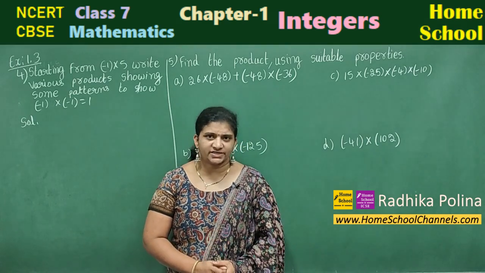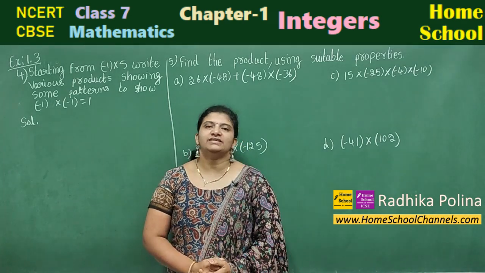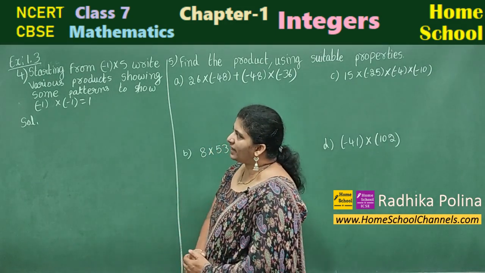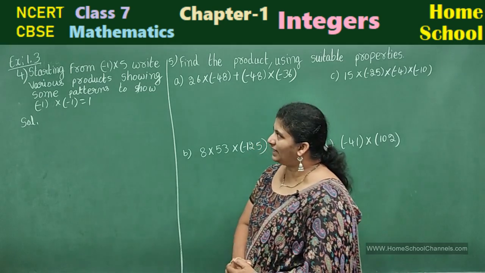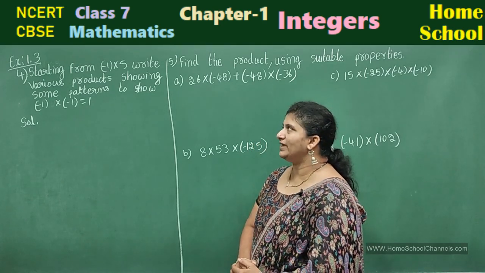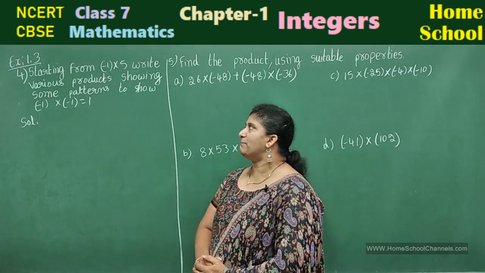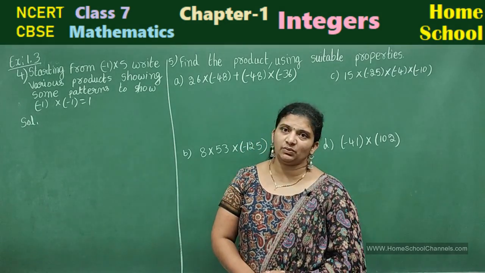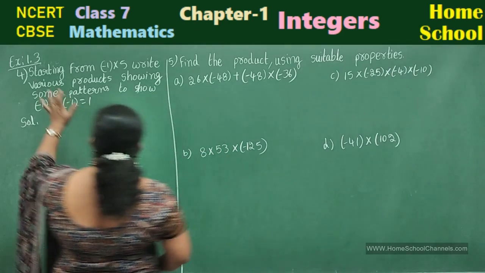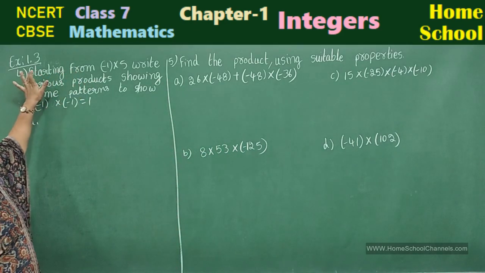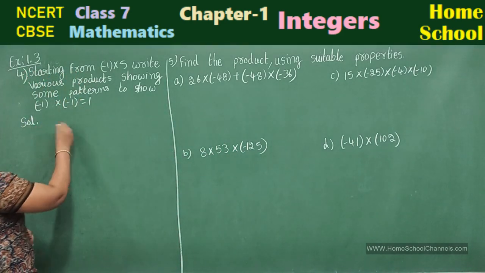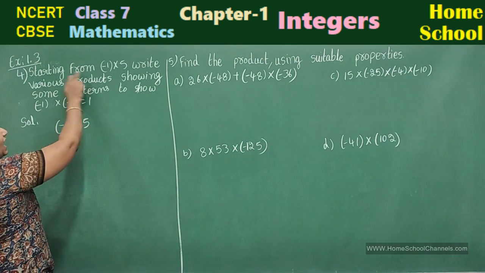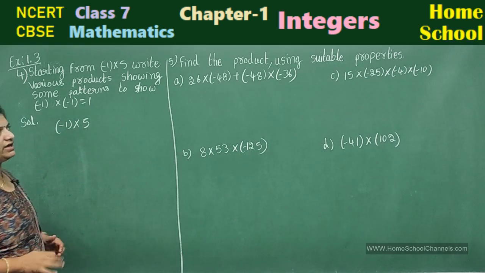We are in our first chapter, Integers, Exercise 1.3, fourth problem. See the problem there? Starting from -1 into 5, write various products showing some patterns to show -1 into -1 is equal to 1. See here, starting from -1 into 5, okay.